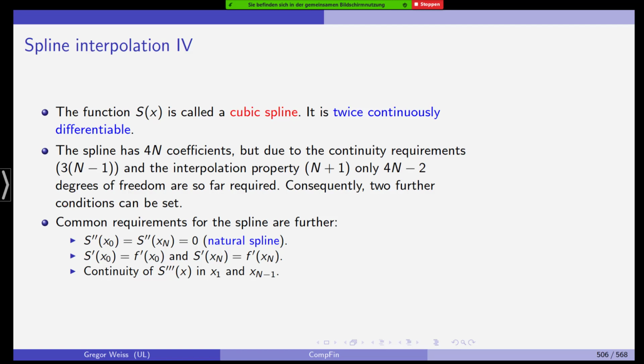It's twice continuously differentiable. The spline has 4 times n coefficients, but due to the continuity requirements, 3 times n minus 1, and the interpolating property, n plus 1, we've only used 4 times n minus 2 degrees of freedom, and consequently we can set 2 conditions additionally. A common requirement is that we require the second derivative of s at x0 to equal the second derivative at xn, being equal to 0.